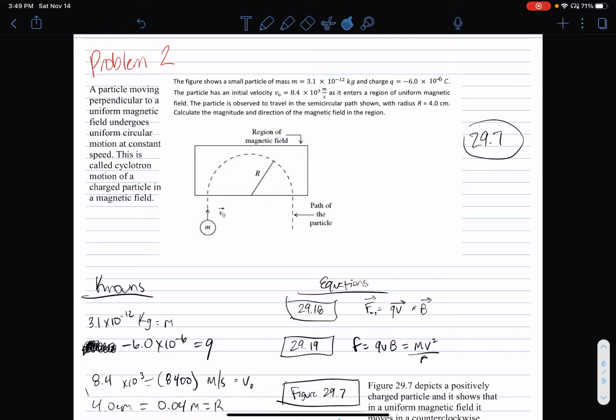region of uniform magnetic field. This particle is observed to travel in the semicircular path shown with radius r equals 4 centimeters. Calculate the magnitude and the direction of the magnetic field in the region.